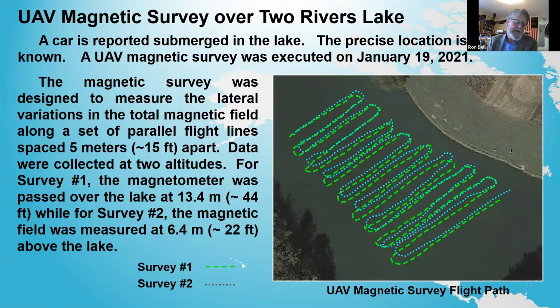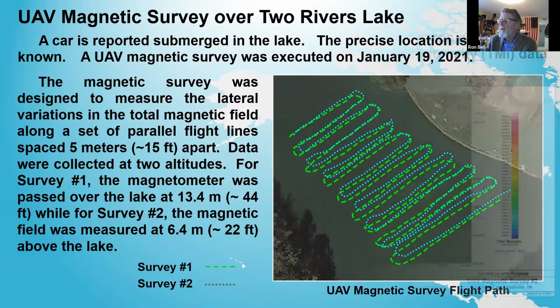And he flew 2 flights. You can see the flight paths there. They're the green and the blue dots. And he flew at 2 altitudes. And I think, what do I have here? 44 feet above ground, above the lake, and 22 feet above the lake.